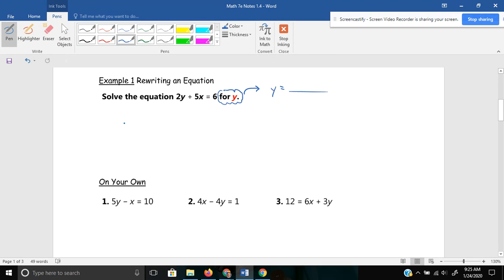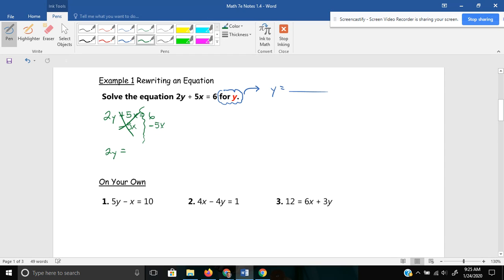Okay. So if I look at my equation here, 2y plus 5x equals 6, I want my y to be isolated or all alone in the end, right? So the first thing I would do is subtract 5x from both sides. This 5x is on the same side as my y. I want to move that to the other side of my equation. 5x minus 5x is 0. I'm left with 2y equals.